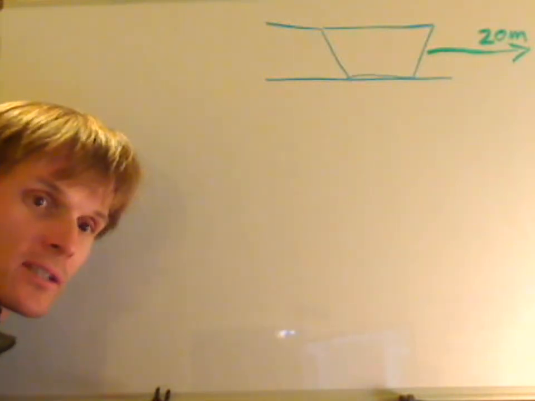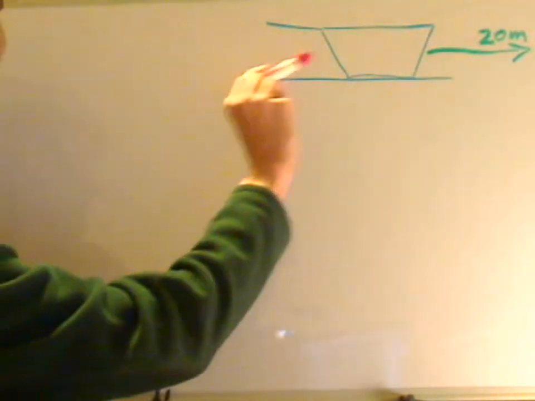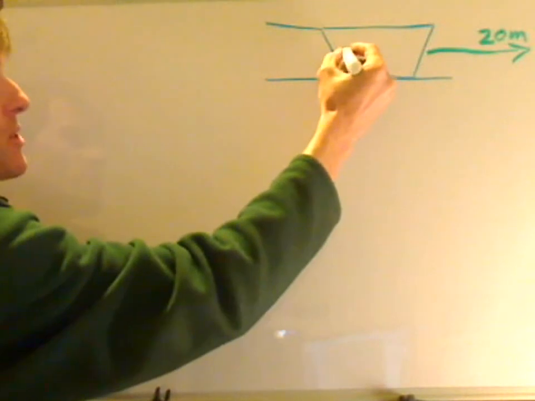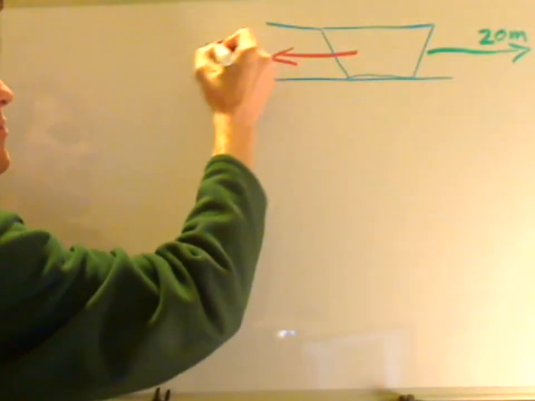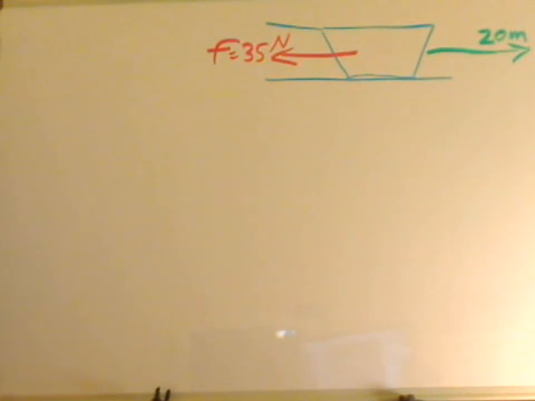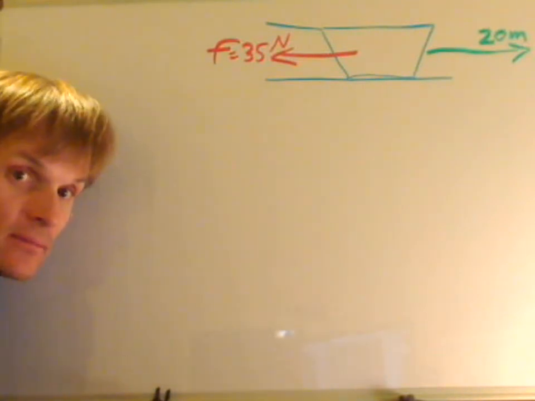Okay, let's go ahead and work this example now of work. In this example, we have a shopping cart that's being pushed along, and it gets pushed for 20 meters. And we're told there's a force of friction that's resisting its motion, that is this way, with a force of 35 newtons. And in the first part of the question, we're asked to calculate the work done by friction.